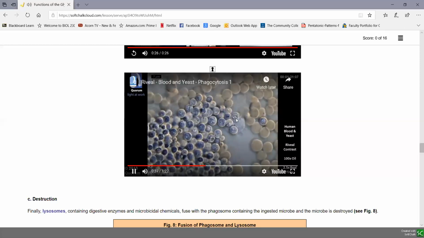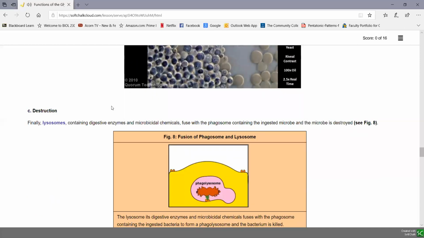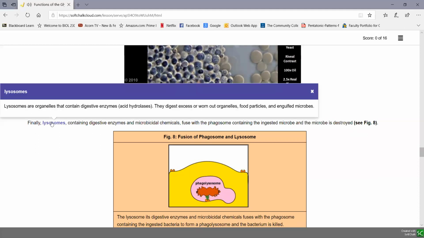And once they're engulfed and placed in a phagosome, they can be digested by lysosomes. So once they're engulfed, the final step is the destruction. And that's again where lysosomes, these are organelles that contain digestive enzymes, often called acid hydrolases because they're designed to work at an acid pH that we'll talk about later. And they can digest the engulfed microorganisms.